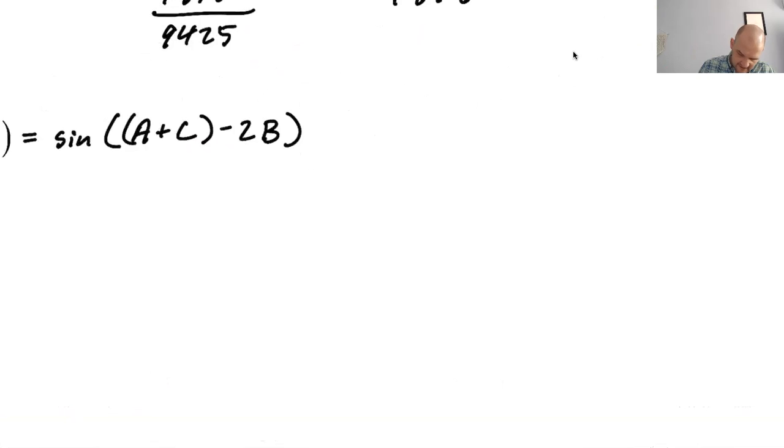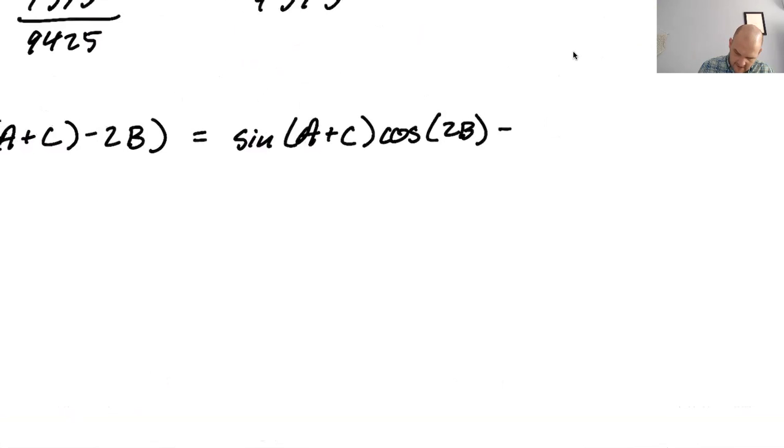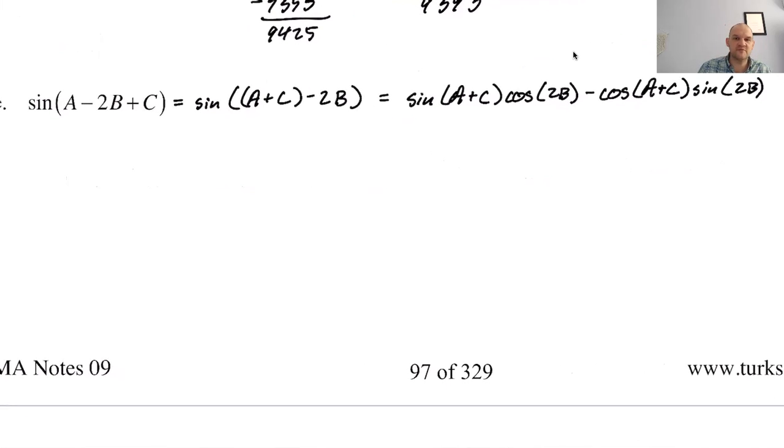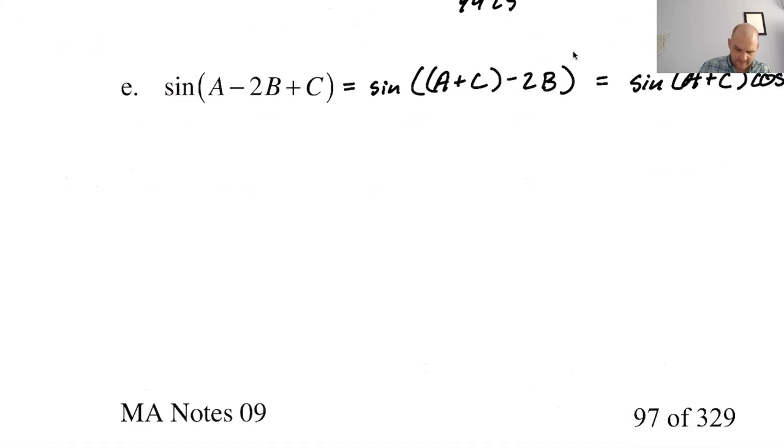I need to find the sine of a plus c, the cosine of 2b, and then minus the cosine of a plus c. So we have to find so many things. And then the sine of 2b. All right, so this is the first one where we have to find all 4 of those before we can put them in, but that's okay. So the sine of a plus c.